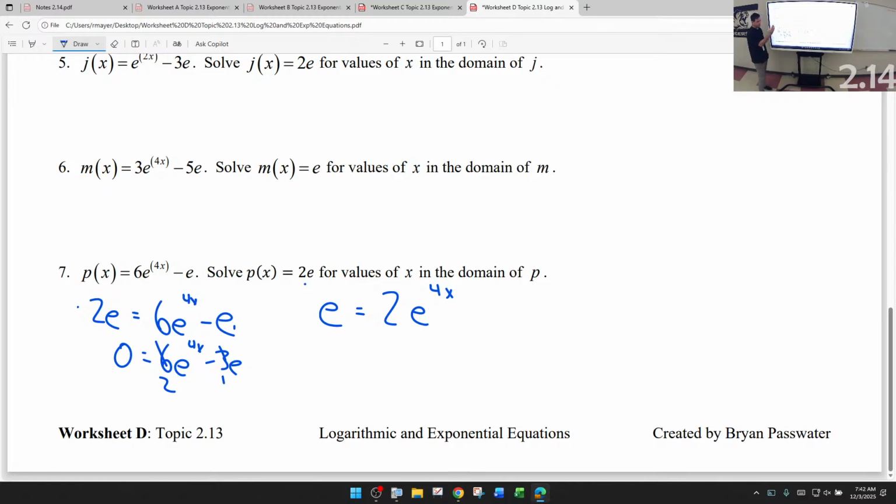So I got an e, and I got a 2e. I'm going to just take the natural log of both sides. I don't know if that's right, wrong, or indifference, but I'm going to take the natural log of both sides.